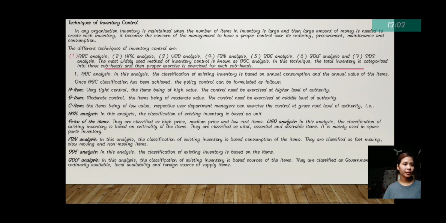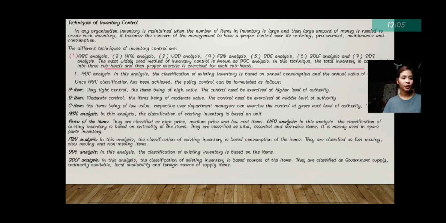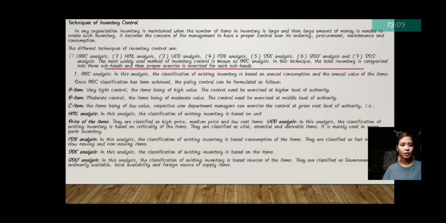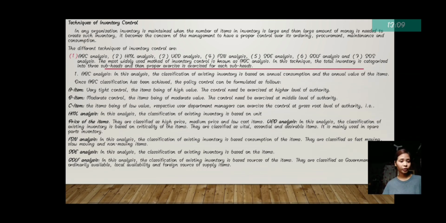So the next one is the techniques of inventory control. In any organization, inventory is maintained. When the number of items in inventory is large, a large amount of money is needed to create such inventory. It becomes the concern of the management to have proper control over its ordering, procurement, maintenance, and consumption.